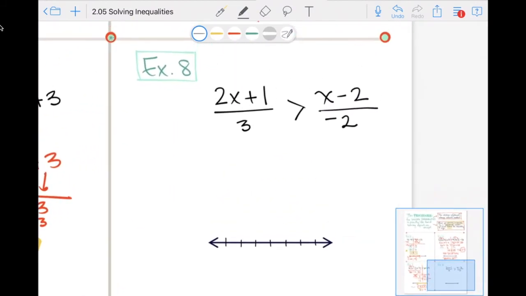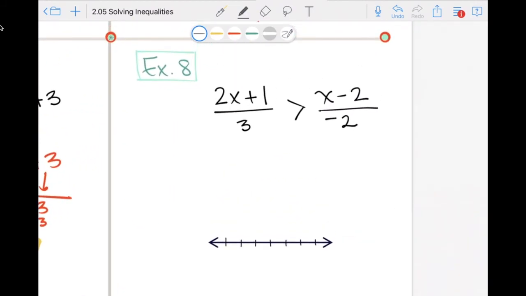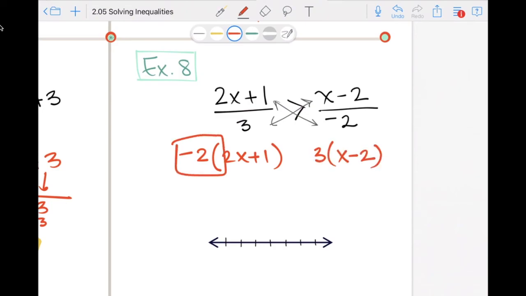And finally, these are the ones that are a little bit tricky sometimes in the way they look. They look like proportions, so you can cross multiply them. So let's look at what this would be when we cross multiply it. So for the left side, we'll have a -2 times 2x plus 1. For the right side, we're going to have a 3 times x minus 2. Notice what we just did right here. We multiplied by a -2. Anytime you multiply by a negative number, you must reverse the inequality sign.